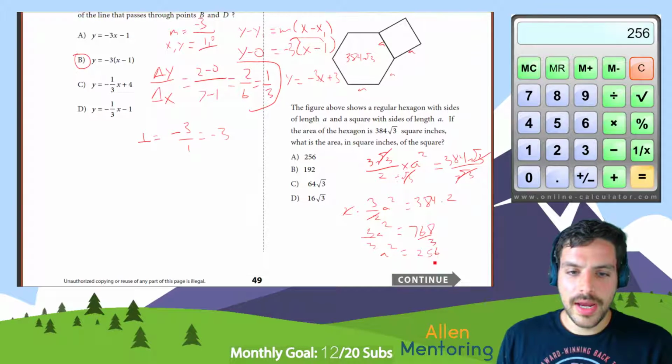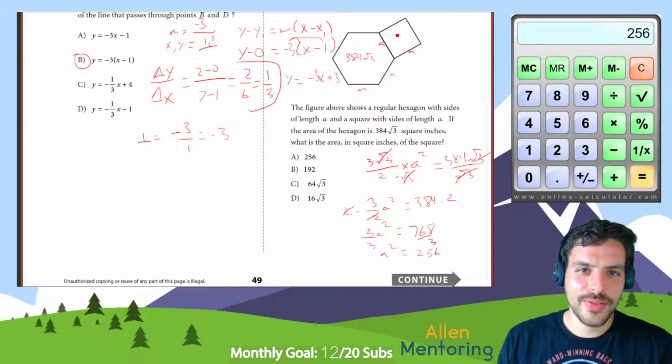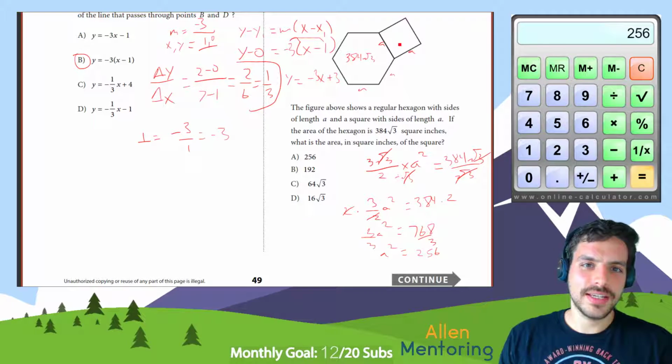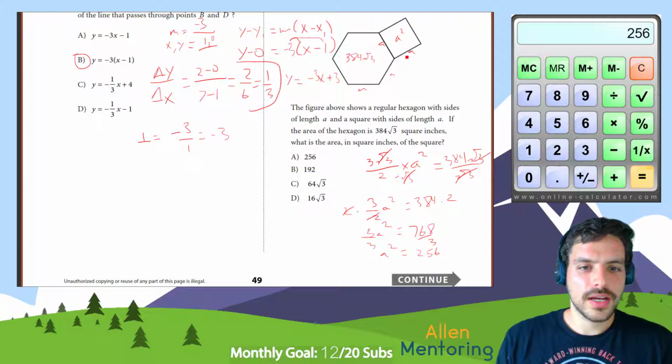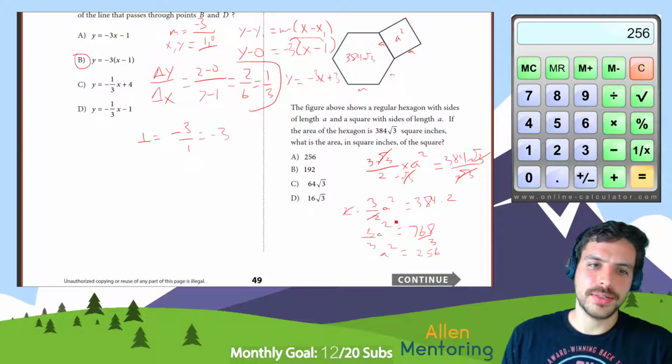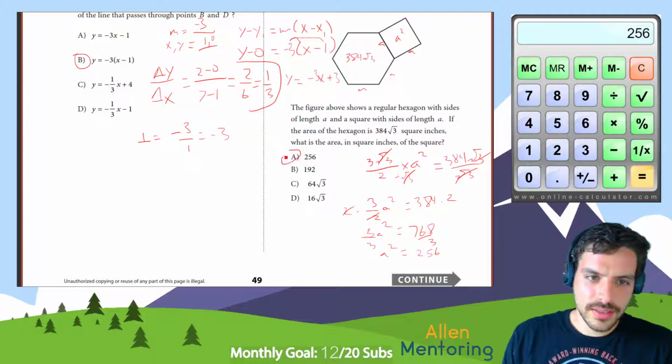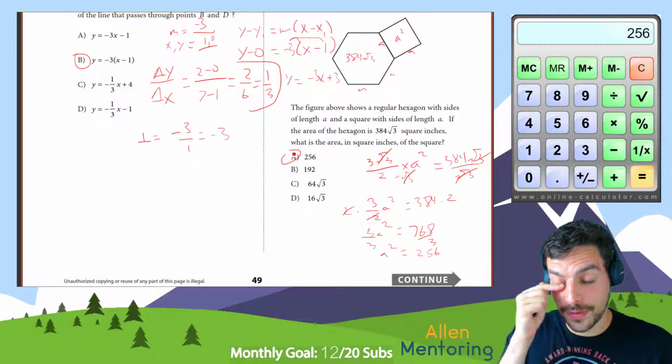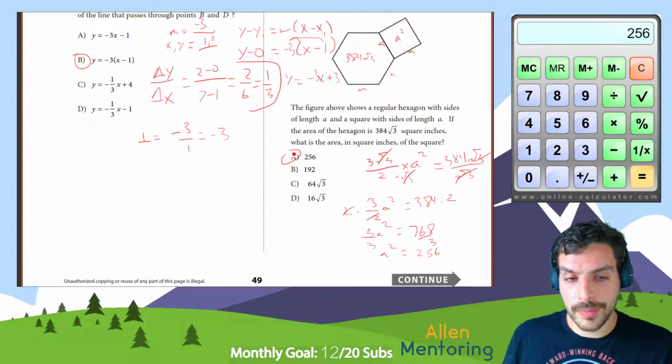Actually, that's all we need to do, right? Because we know that a times a is the area of the square, and so a squared is equal to 256. So look at that, we didn't even have to solve for what a is in this problem.